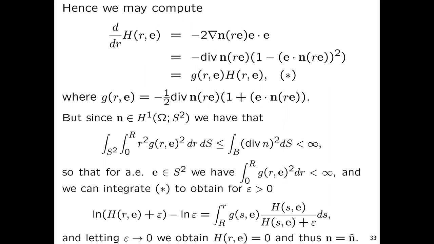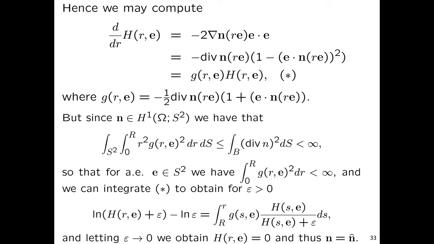And now you know that n is in H1, so that the integral of divergence of n squared is finite, and so this expression is less than or equal to that. So that means that for almost every e, you know that the integral of g(r) squared, should we say r squared g(r) squared, is finite.